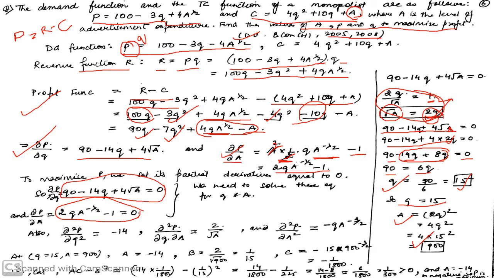We have the value of q and the value of a. Now our next step is to differentiate again and find the second order partial derivatives. With respect to q we will find out, differentiating it again, we will be left with only -14, right? Now we need to differentiate with respect to q, right? We will be left with 2 by under root a. Now this again we have to differentiate with respect to a, then we will be left with -q a^(-3/2), right?